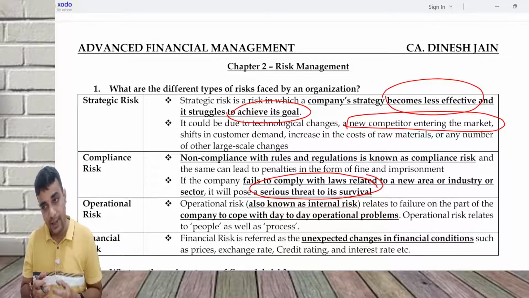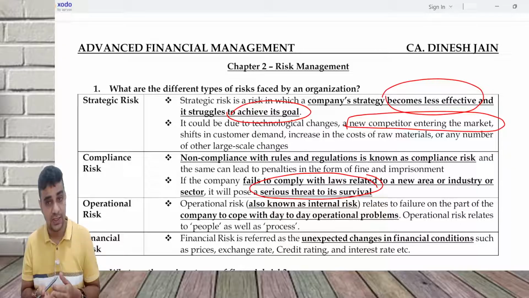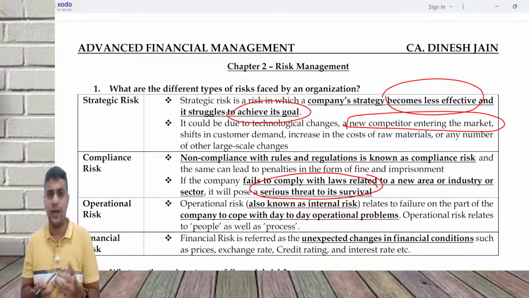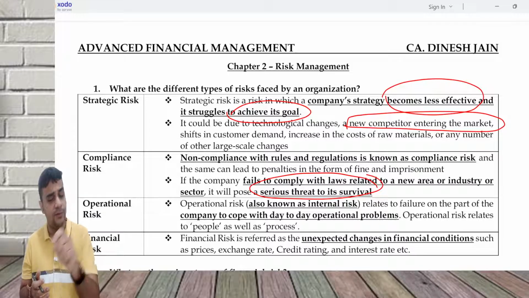A company has to comply with the Income Tax Act, Companies Act, GST Act, SEBI regulations. If you are listed, you will have conditions from the BSE, NSE. So many conditions are there. You will have to comply with all of this.